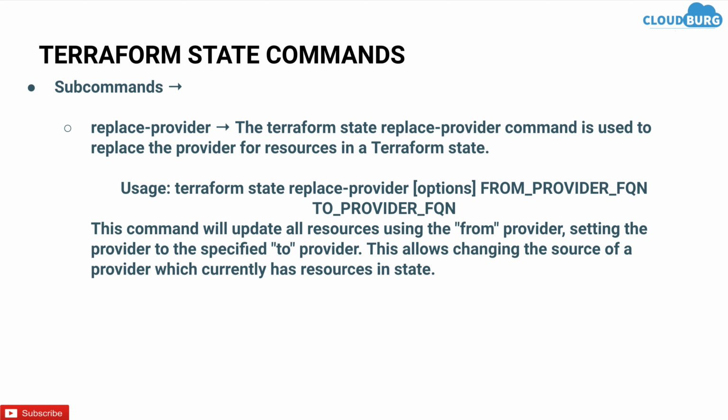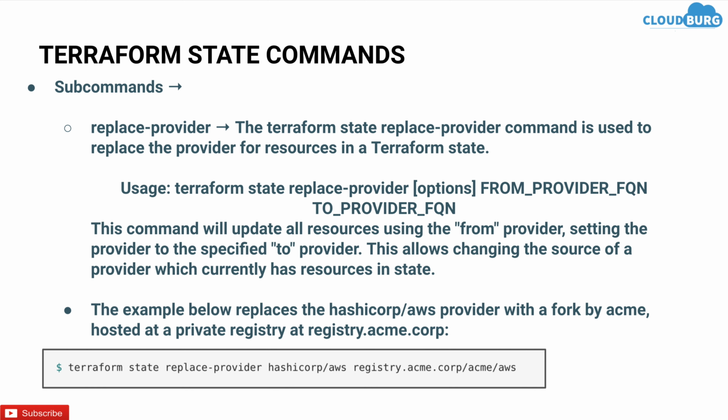This allows changing the source of a provider which currently has resources in state. As you can see in the below example, here we are replacing the AWS provider with Acme, hosted at a private registry at registry.acme.com.